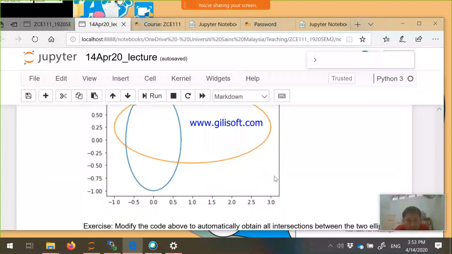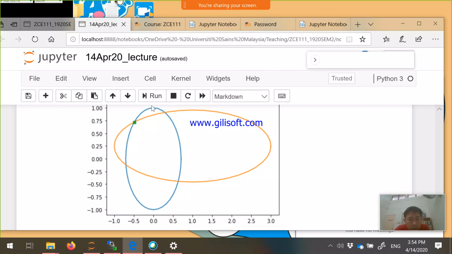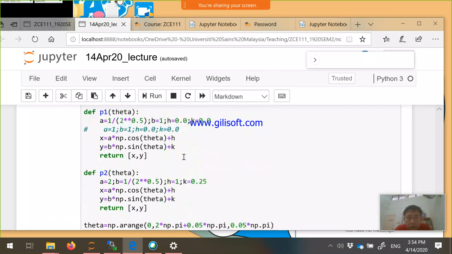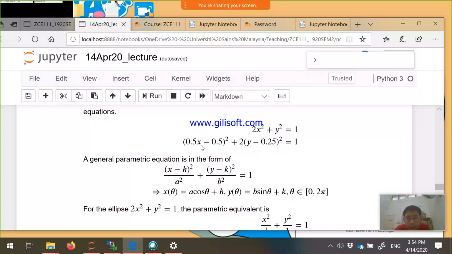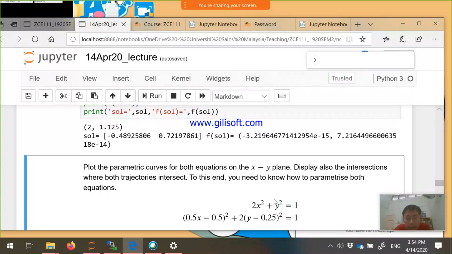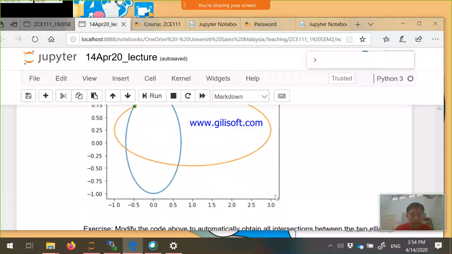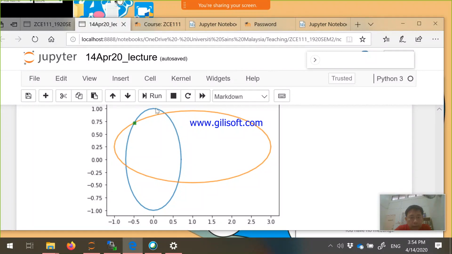So let's look at this. This is 0, 0. The blue ellipse refers to the first ellipse, whereas this orange ellipse is described by this equation. Okay, so we have two ellipses. What we want to find is the intersections of the two ellipses. This is the blue ellipse, this is the orange ellipse. They have four intersections: this intersection, this intersection, this intersection, and this intersection. So there are a total of 4 intersections, and we want to find out what they are.